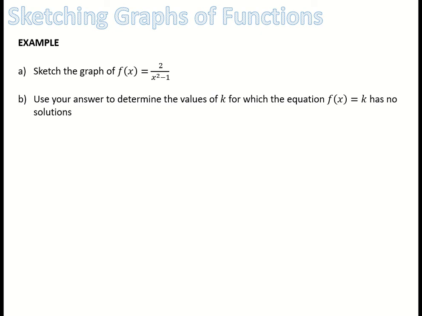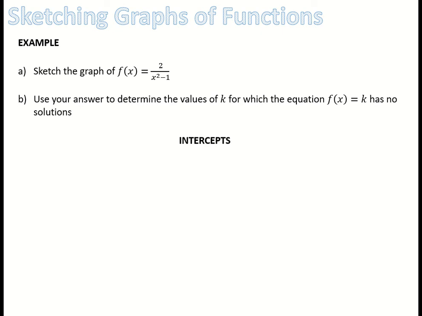And in part B, we're going to use our answer to determine the values of k for which the equation f of x equals k has no solutions, okay? The graph's going to tell us that. Okay, if we think about asymptotes and whatnot, it's going to basically tell us that. If we know what the graph looks like, then part B is going to be nice and straightforward, okay? Right, so we're basically going to go through that list that I just put on that previous slide, and we're going to work out whether those different things exist, okay, and obviously where they exist if they do exist.